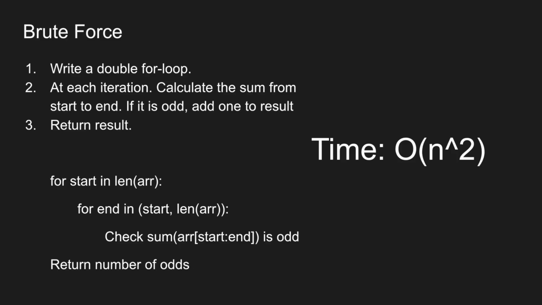So the obvious brute force way that we can solve this problem is we can write a double for loop, and at each iteration, we will calculate a sum from the subarray of start to end, and if it is odd, then we will add 1 to the result, and finally, we will return the result, which is the number of odds. However, the time complexity of this approach would be O of n squared, so there's actually a more efficient way, and we can go over that way right now.